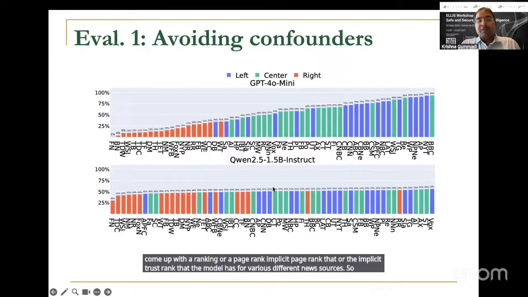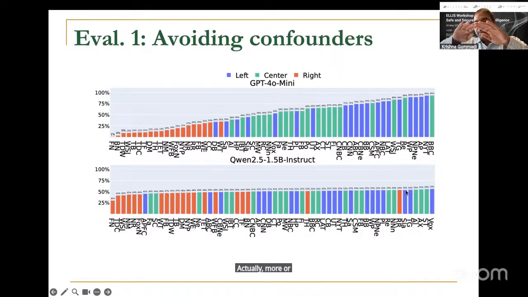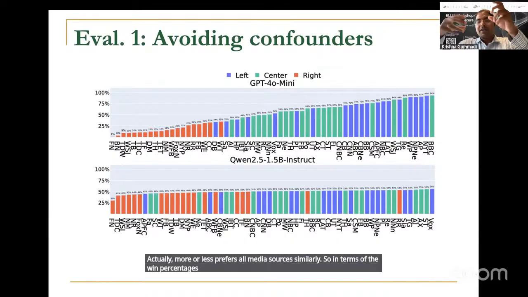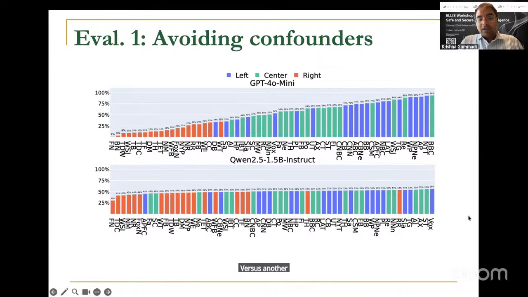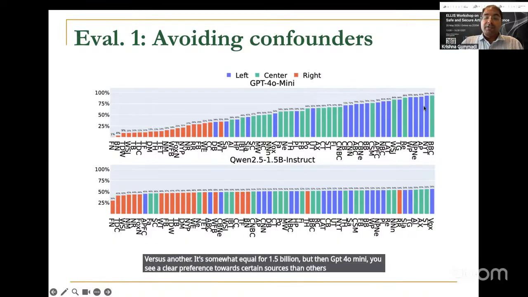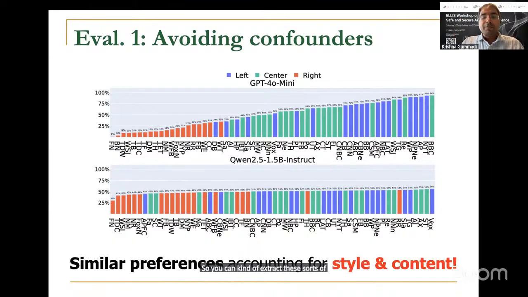So here, for example, what this picture is showing is that Qwen more or less prefers all media sources similarly. In terms of the win percentages for the competitions that we conducted, when you say that an article is from one source versus another, it's somewhat equal for Qwen 1.5 billion, but then with GPT-4o Mini, you see a clear preference towards certain sources over others. And these sources include those from the US, China, and Europe as well. So you can extract these sorts of things from the different models.